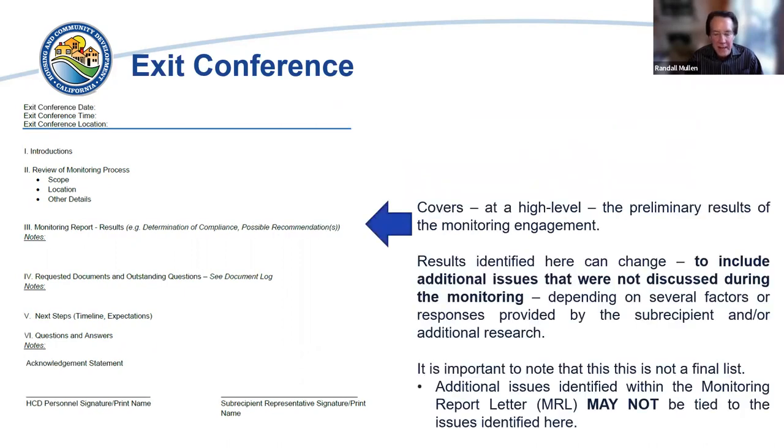And it also covers at a high level kind of a preview of the results of the monitoring engagement. Now we note here that the results might change. This is an effort to include additional issues that are not discussed during the monitoring. Depending on several factors, those may come up. It's important to note, therefore, this is not a final list. Those issues may not be tied to in the actual monitoring report letter, but we make every effort to provide preliminary results that do cover everything that will be included in the letter.